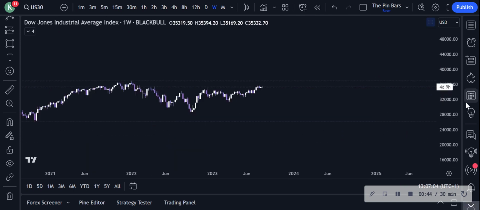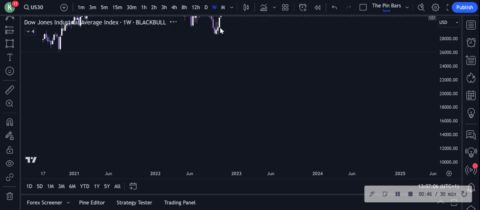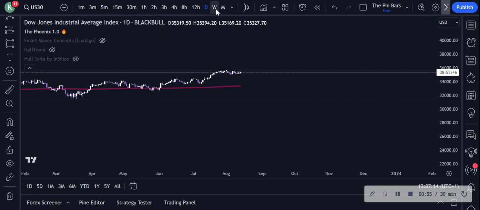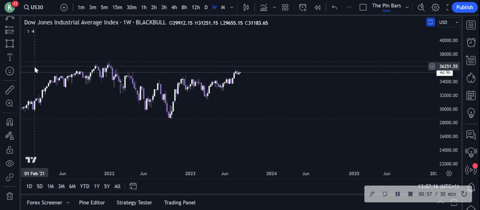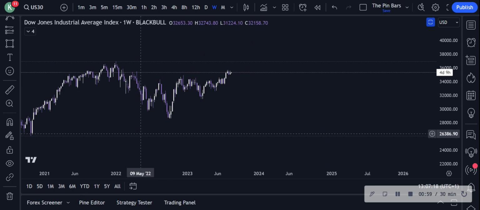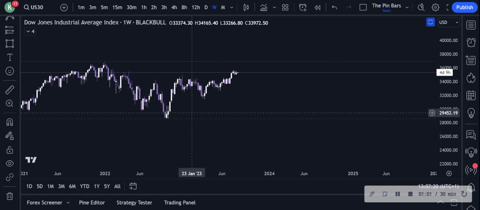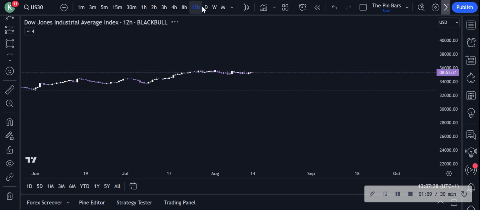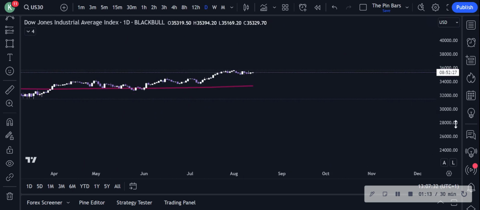I'm going to remove this at the bottom. Okay, just bear with me. Let me turn this on. Right, so we are stepping up on a weekly as well. So for me, overall bias is bullish. However, I really do think price will come down. Let's just see if we can see any break of structure on any of the higher time frames, okay?